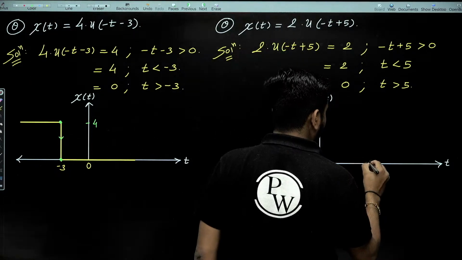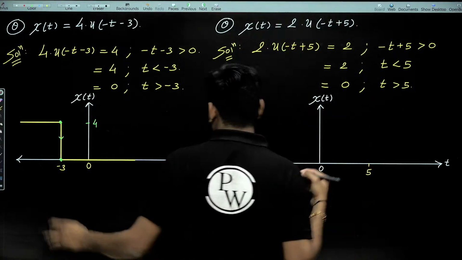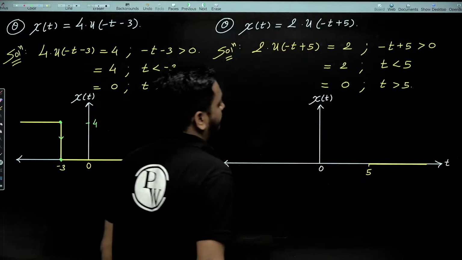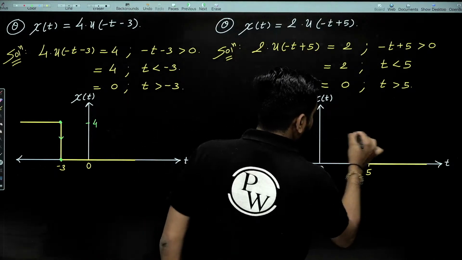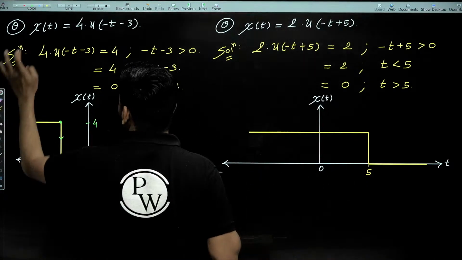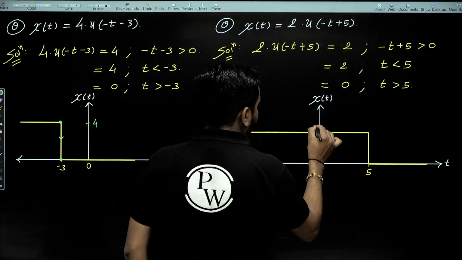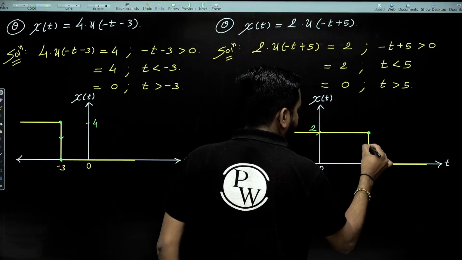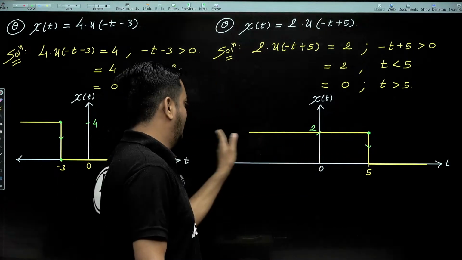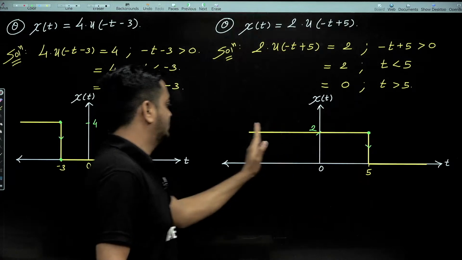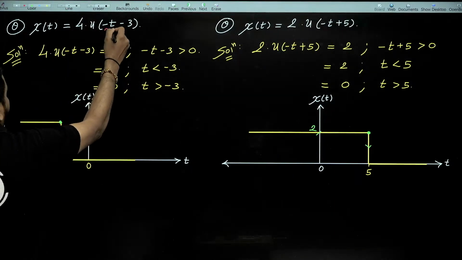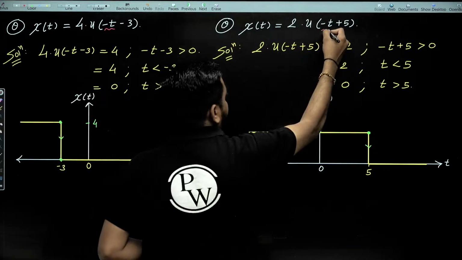Let us mark this 5 here. So for t greater than 5, the amplitude is 0, and the amplitude is 2 for t less than 5, and there is a sudden change in amplitude at t equal to 5. Now again, this signal also starts from 5 and goes towards the left side. So why is it going left side? Because minus t is there. Here also minus t, you can see. Minus t, left side.